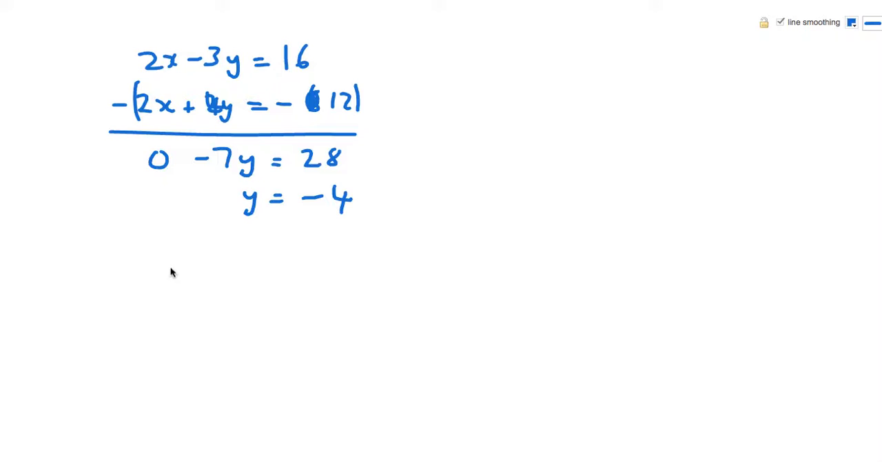Once I have that y is minus 4, I can just put that up there. So minus 3 times minus 4 is 12, plus 2x equals 16. So 2x must be equal to 4, since 4 plus 12 is 16. x is 2. So that's the point where those two lines cross: 2, minus 4.